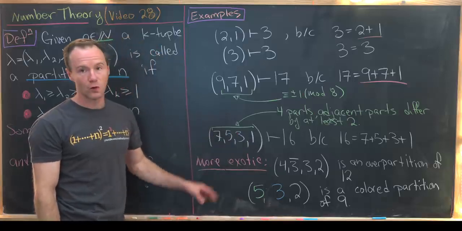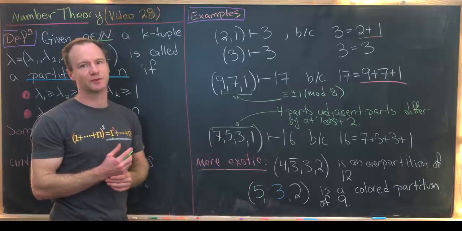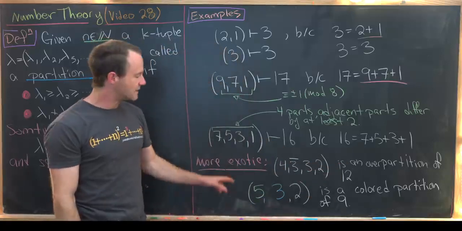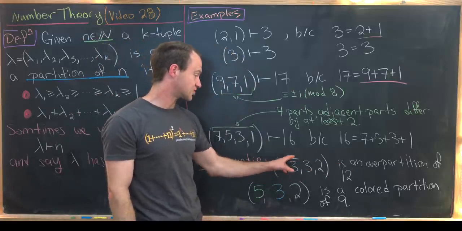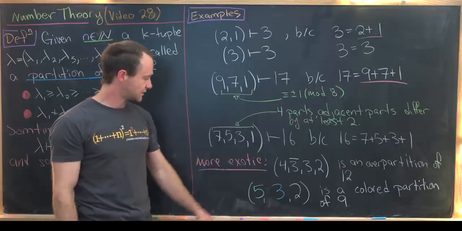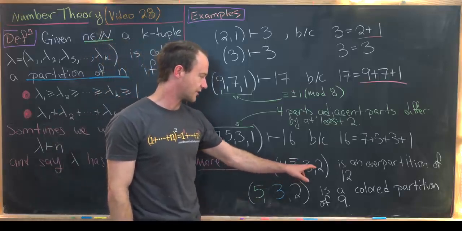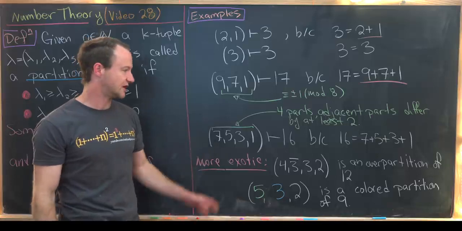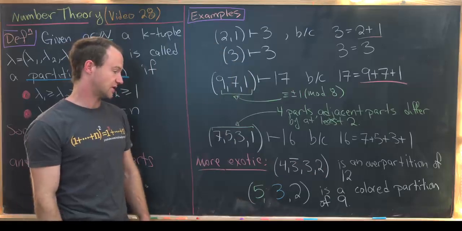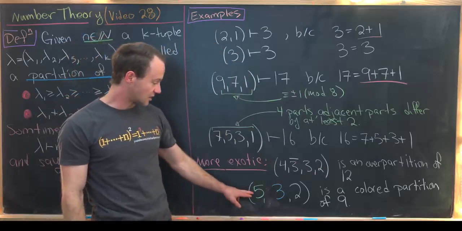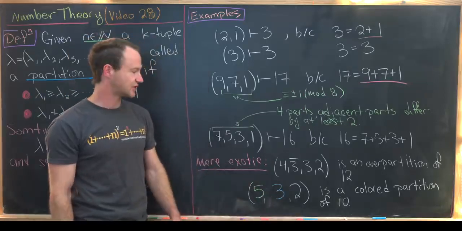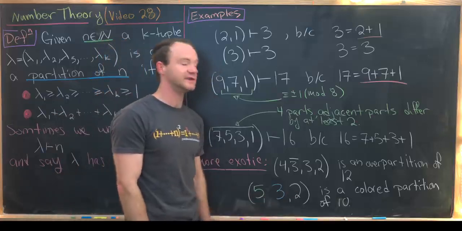Okay, and I want to point out there are more exotic notions in integer partition theory, which we won't cover. There are things called overpartitions, and those are partitions where some of the entries have a line over them. So you can count overpartitions as well as counting partitions. Notice this is 4, 3 with a line over it, 3, 2. That's called an overpartition. And in this case, it's an overpartition of 12. Then there are also things called colored partitions. So here, 5 is colored green, 3 is colored blue, and then 2 is colored white. And that is a colored partition of the number 10 because 5 plus 3 plus 2 is equal to 10.